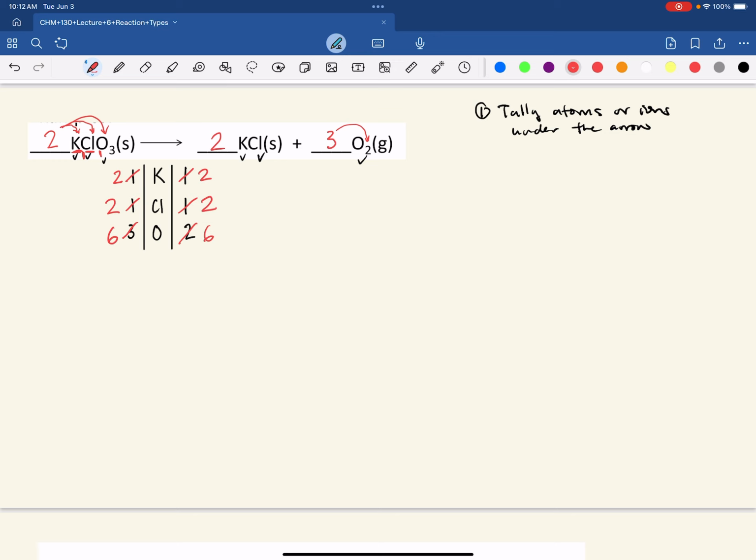Now, the reaction is balanced, 2, 2, and 6. So this is the balanced reaction. So 1, I've put a tally of the atoms underneath. Then 2, I balance using the numbers in front.